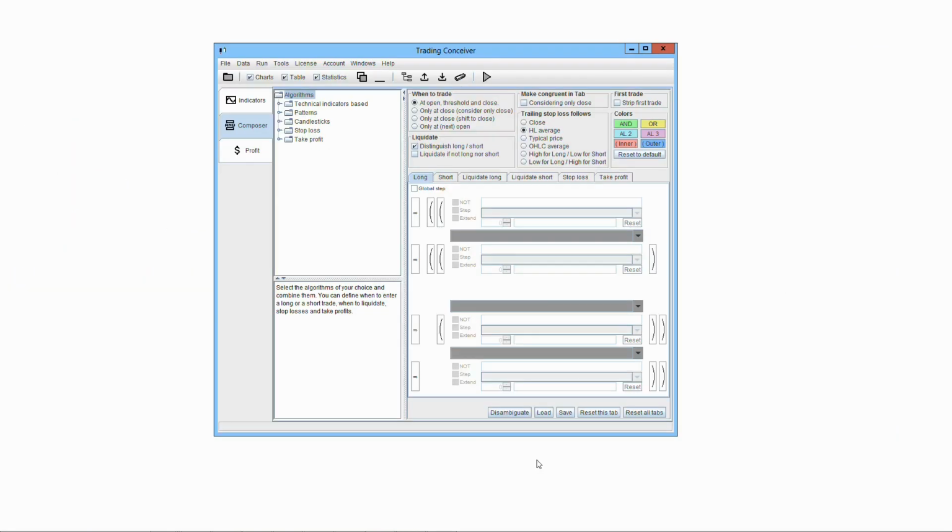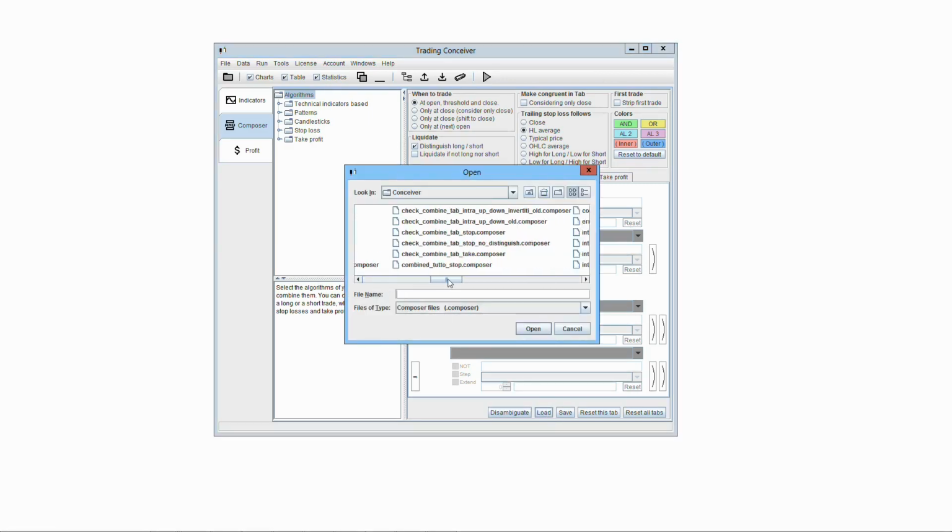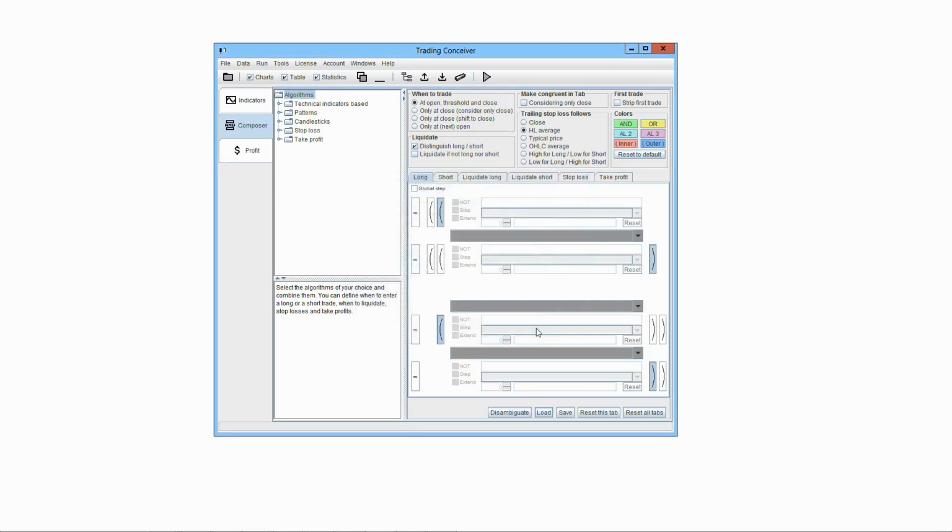To load a saved configuration, press the Load button. Again, in the pop-up window, only files with the appropriate extension are shown. Select one of the files you saved before and confirm loading by pressing the Open button.